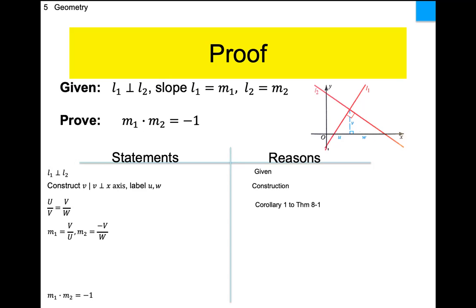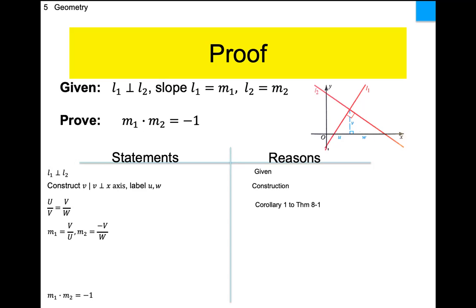For line L1, notice the rise would be V and the run would be U. So M1, or the slope of line 1, would be V over U. Now, line 2 is, you got to be a little bit careful. We can tell simply by observation, by examination, looking at it, that the slope would be negative. So even though the distance for line 2 for the rise is V, we know we will be going in a negative direction. So the answer, the distance is always positive, but we know the slope would be negative. So the slope would be negative V over W.